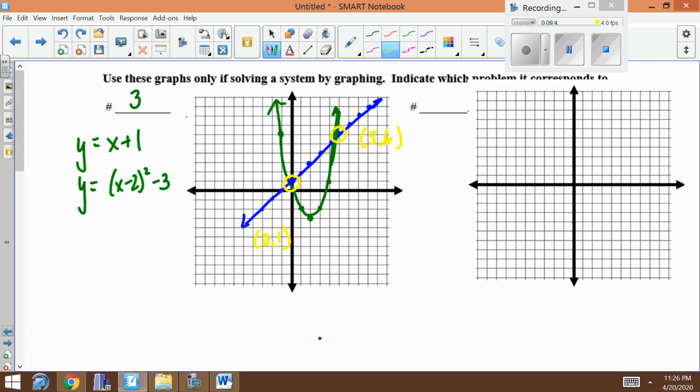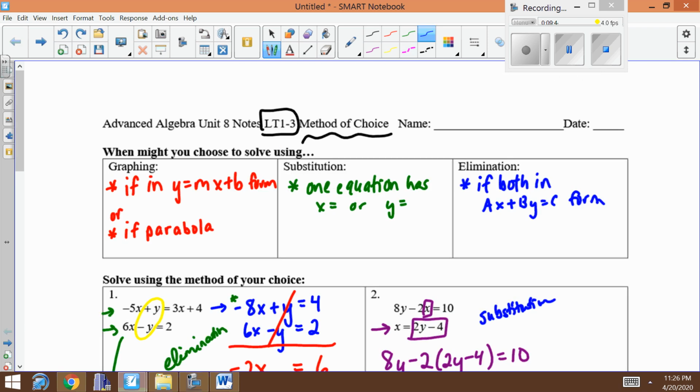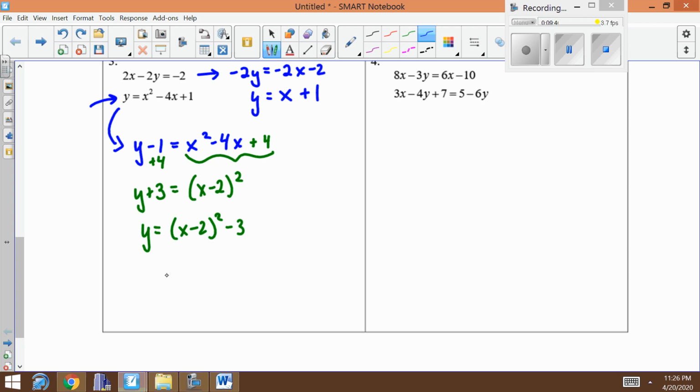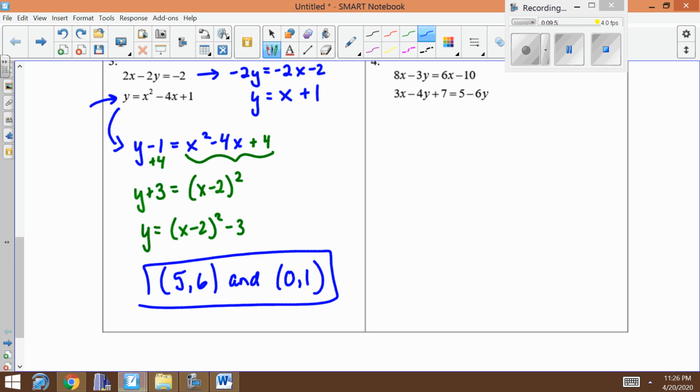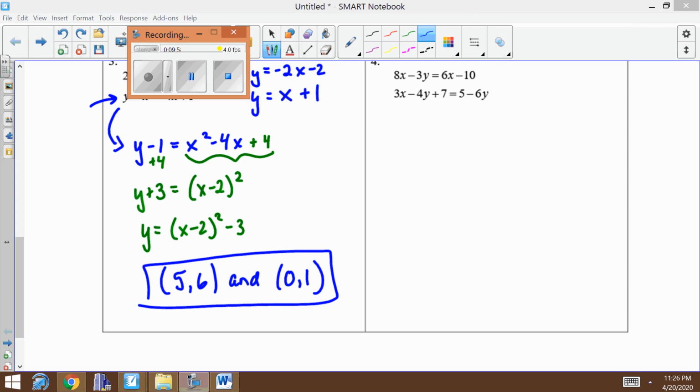So I'm going to go back and just write those in to here, that we had a solution of (5, 6) and another one at (0, 1). Again, could you have gone through and used substitution? Yes, absolutely. You should get exactly the same answers there.